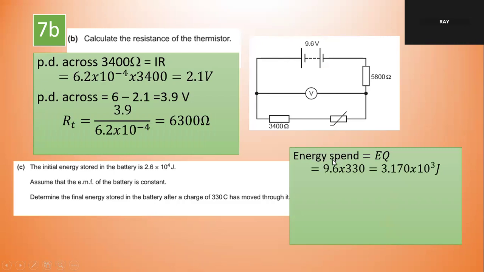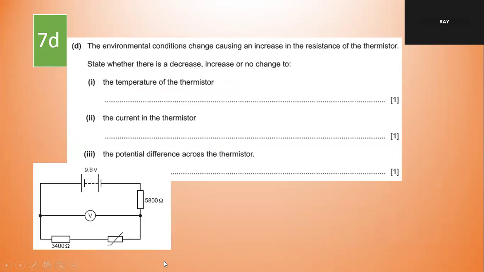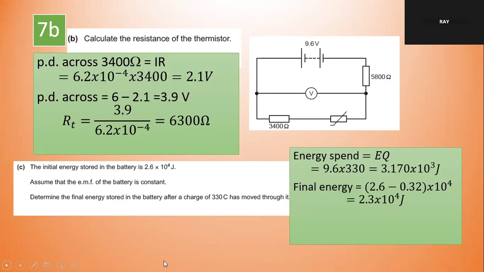Okay, energy spent, that's 9.6 volt times your charge. That's your charge. Final energy, 2.6 here minus your that one there. Round it off to decimal place. Okay, no comment.